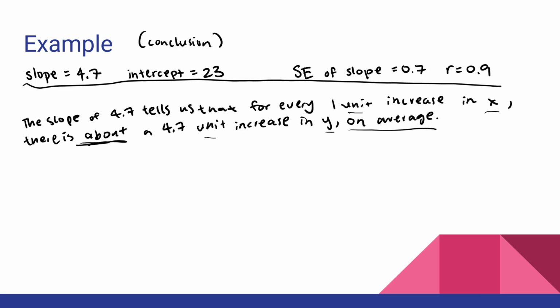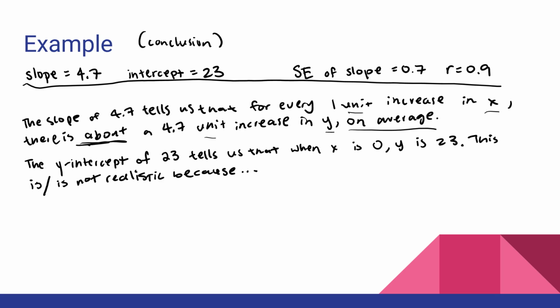Next we have our y-intercept. The y-intercept of 23 tells us that when x is 0, y is 23. This is or is not realistic because, and then you comment on whether or not it is realistic based on the context of the question. Again, you have to do this because you're extrapolating here, and extrapolating is a dangerous estimate. We can also use the standard error of the slope in our interpretation as well to comment on how precise your model is.